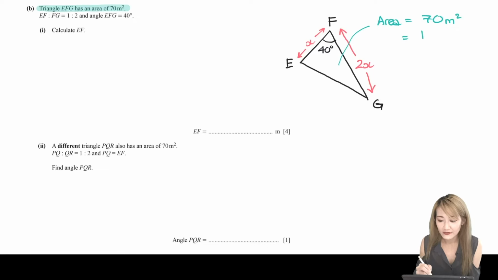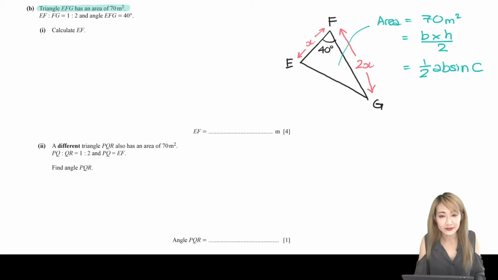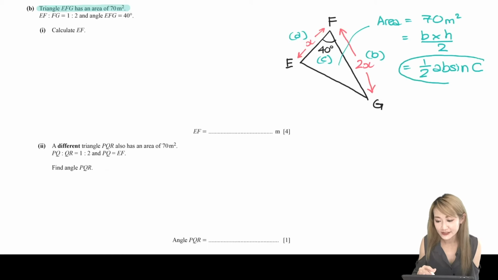So we can find the area of a triangle by doing base times height divided by 2, or half AB sine C. In this case, we can't do base times height divided by 2 because we don't have the base and height. The base and the height need to be perpendicular to each other. So we would do half AB sine C to find the area, which should equal 70 meters squared. So if A is X and B is 2X, then angle C is equal to 40 degrees.